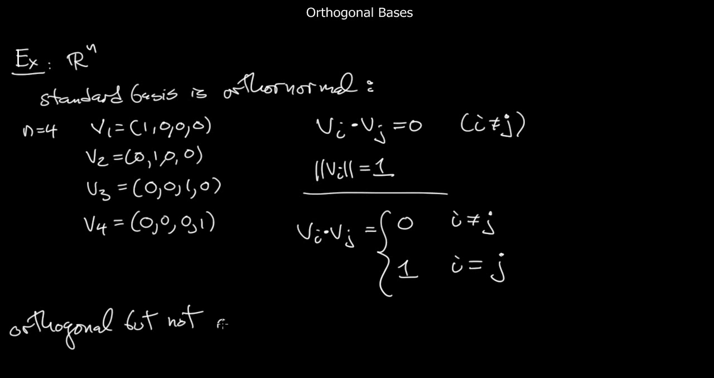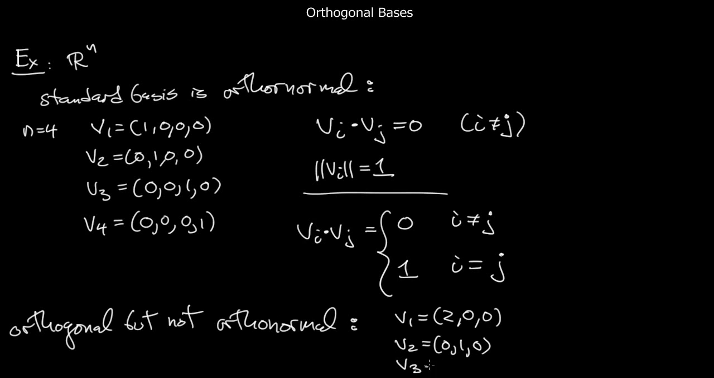Now, what about an example of a basis which is orthogonal but not orthonormal? Well, just take something like the standard basis, except slightly different. So if the first vector was scaled to be 2, 0, 0 instead of 1, 0, 0, these vectors are still clearly orthogonal, but this one doesn't have length 1. So this is an orthogonal but not orthonormal basis.